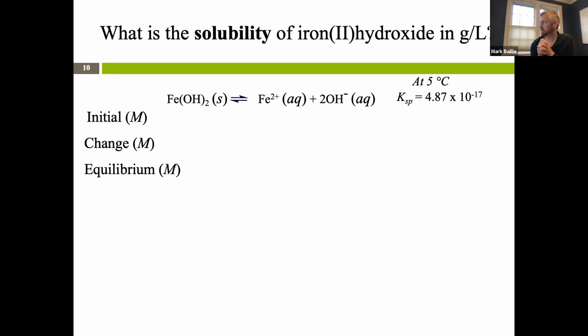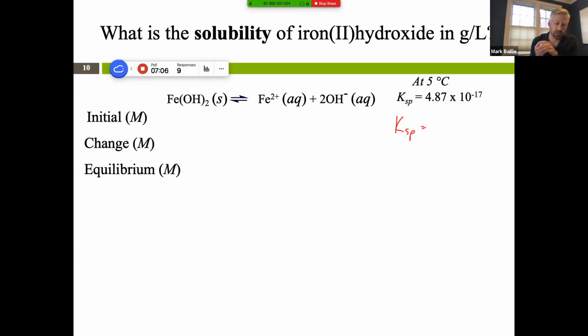We just talked about writing our KSP. So what would the formula be for KSP equals concentration of products over reactants? What would that expression be for this reaction?